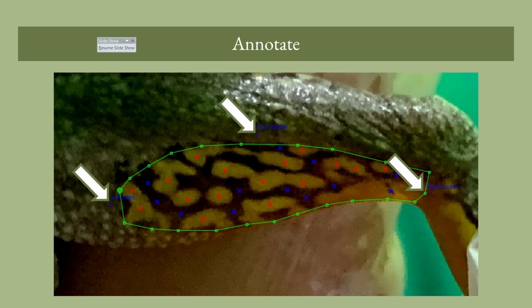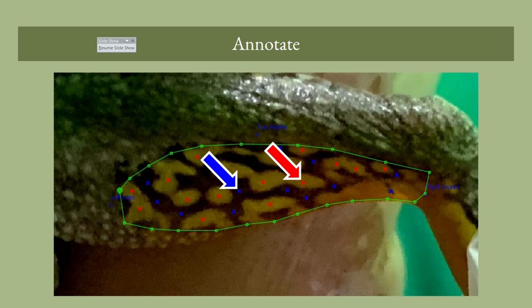So first we have to annotate each and every pattern of the tree frog. We do this by putting reference points onto the tree frog pattern. Going left to right, we start off with the left edge of the pattern, and then the top middle of the pattern, and then the right crease of the leg. This is going to be telling the software where it needs to be looking on this pattern to really be able to get full use out of it. And then we also can outline the pattern with the green lines you see there.